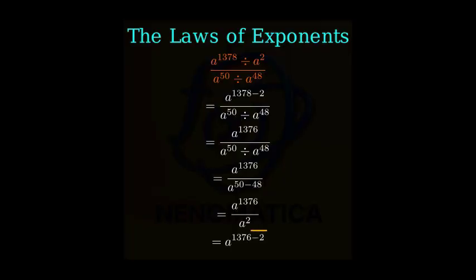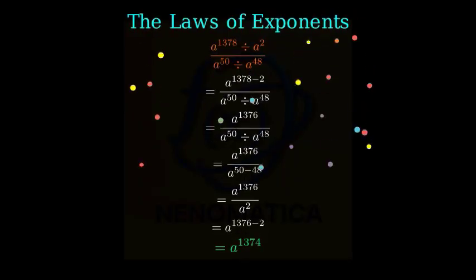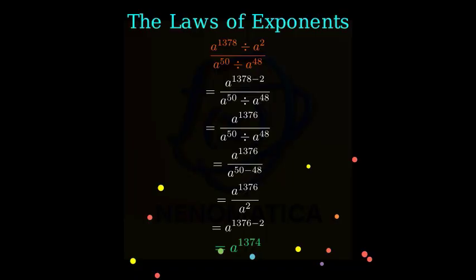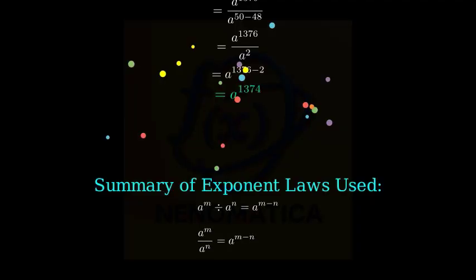Now, we can use another important law of exponents. When dividing expressions with the same base, we can rewrite it as a single expression with the base raised to the power of the difference of exponents. So a to the power of 1376 divided by a squared becomes a to the power of 1376 minus 2. Finally, computing the subtraction gives us our answer, a to the power of 1374.